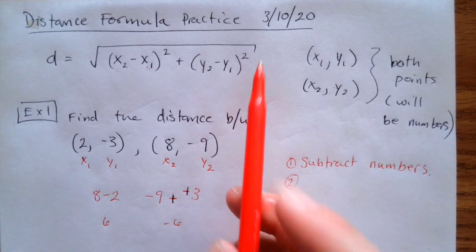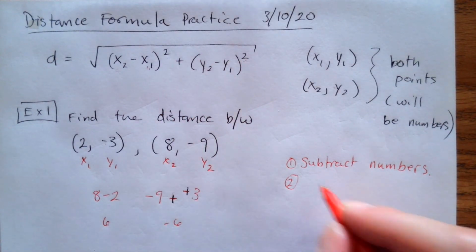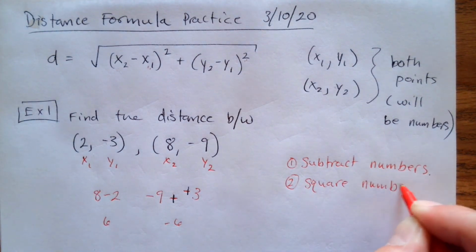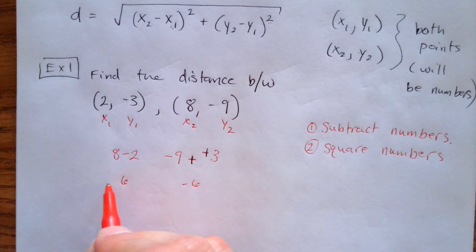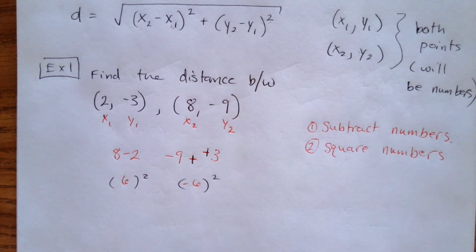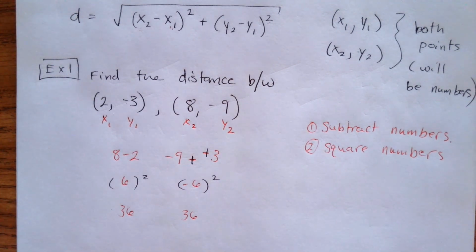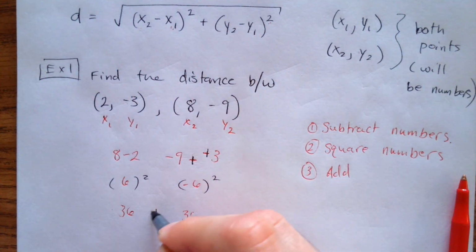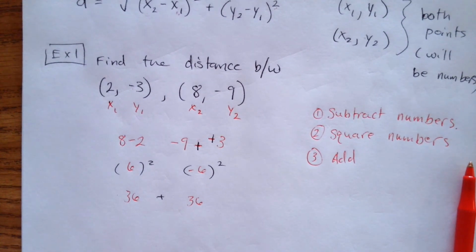The second part is to square the numbers. So then I'm going to square them. I get positive 36 and positive 36. So the next step, add. So the plus there, what is this, 72?